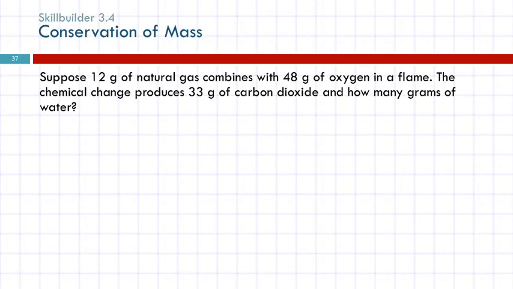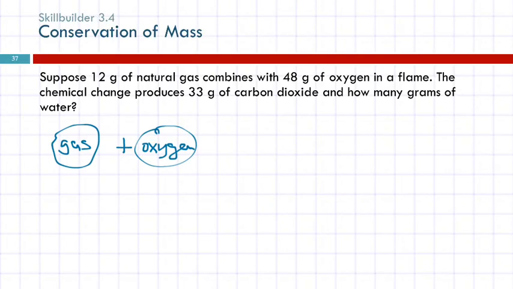Suppose 12 grams of natural gas combines with 48 grams of oxygen in a flame. The chemical change produces 33 grams of carbon dioxide and how many grams of water? It might be helpful to draw a picture. So we've got here the natural gas, and that's combining with oxygen. Okay, and they tell us how much. There's 12 grams of this and 48 grams of that. Those are the two things that are reacting.